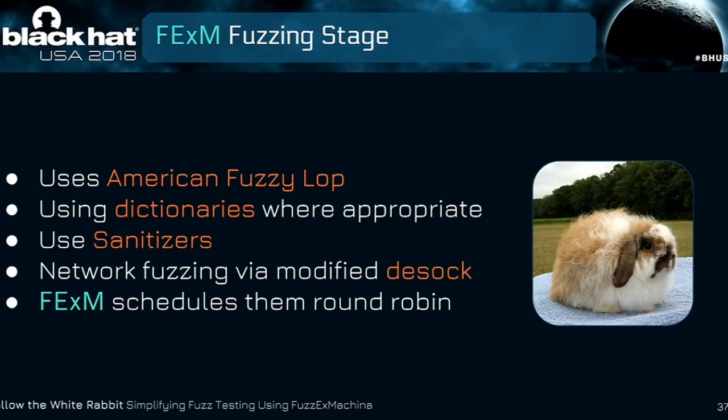We use address sanitizers, which detect memory corruptions whenever possible. And we do network fuzzing via DESOCK. We also schedule the fuzzing in a round-robin fashion so that each binary gets its fair share of fuzzing, so to speak. And we need to do that because we are in a large-scale setting.